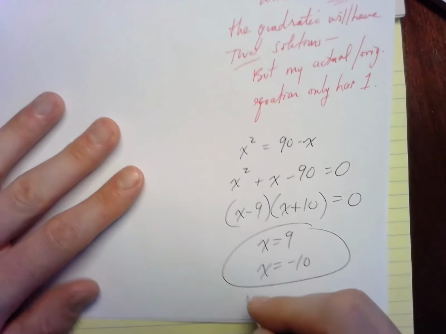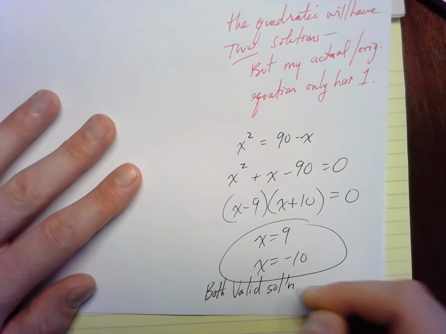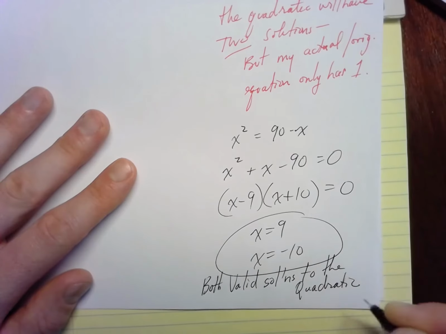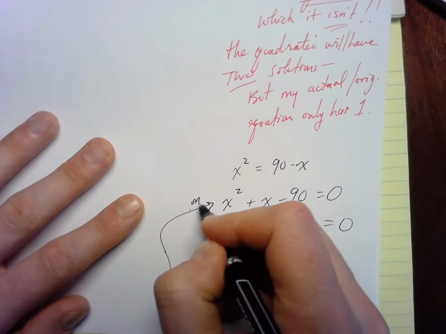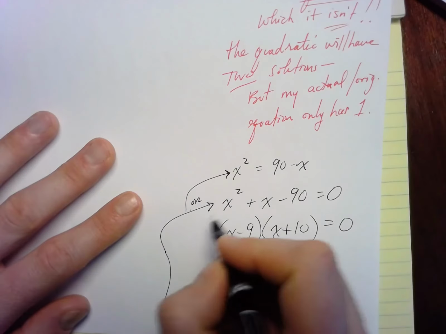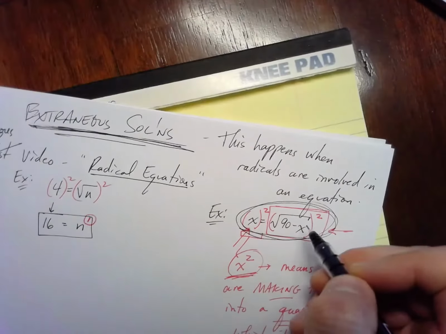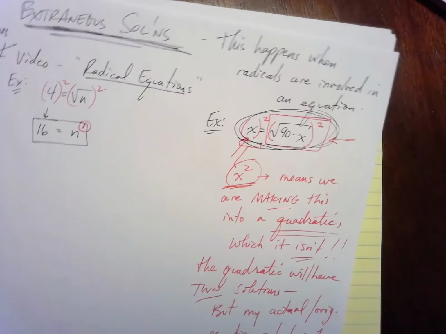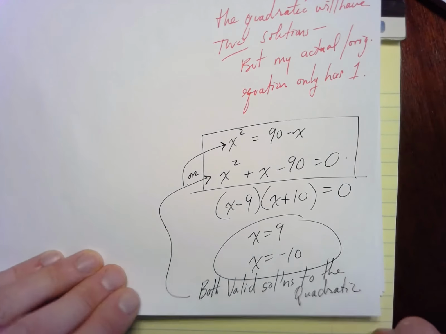Both are valid solutions to the quadratic, which was right here, or there, same thing. They will satisfy that, but that's not my original equation. That's my original equation, and only one of them will work up here. That's why we have extraneous solutions when we are solving some of these radical equations.